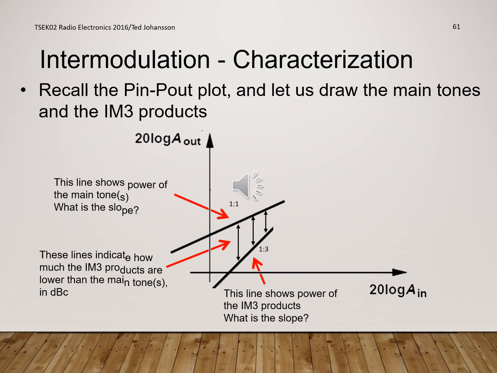Now, recall the B in B out plot, and let us draw the main tones and the intermodulation third order products. As you see in the figures, the first line, 1 to 1, shows the power of the main tones. The second line shows the power of the IM3 products. These lines indicate how much the IM3 products are lower than the main tones in dBc. Now, dBc is the power ratio of a signal to a carrier signal expressed in decibels.